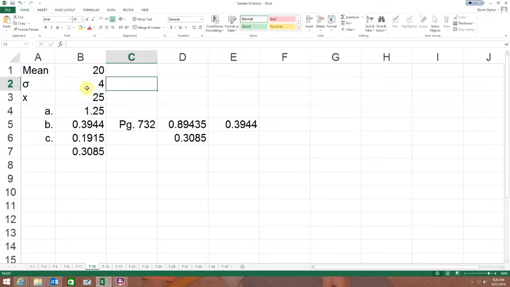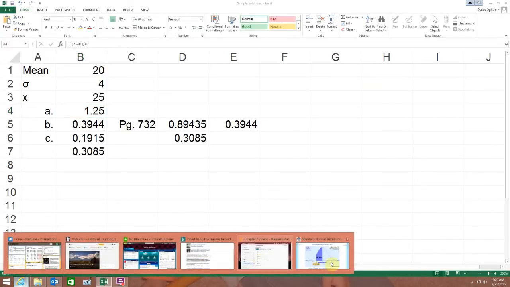You can look at it and say, well, from 20 to 24 would be one standard deviation. From 20 to 28 would be 2 standard deviations. So in this case, you could do the math in your head and say that's obviously 1.25 standard deviations away. So now what's the z value that corresponds with that 1.25?